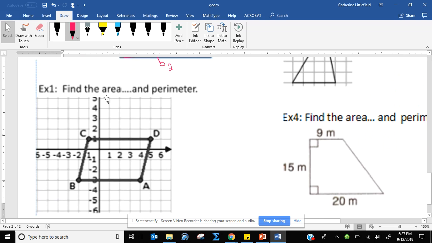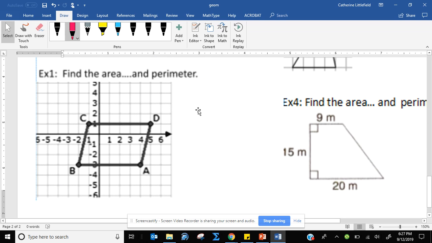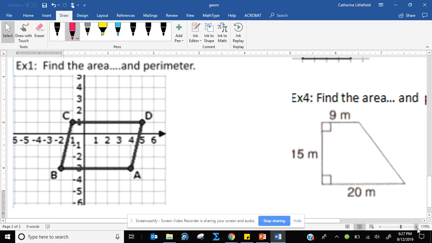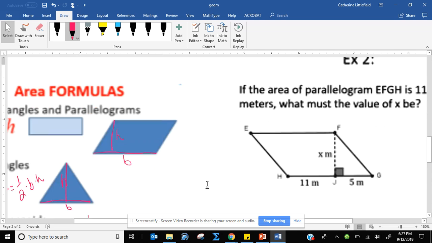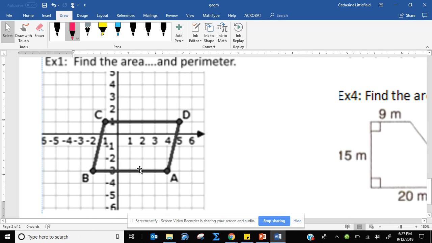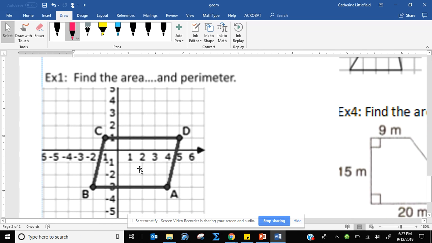So example number 1, it says find the area and the perimeter. So I'm going to zoom in a little more. Oh, sorry. I'll scroll over and down and stuff. Okay, so we have a parallelogram shape, and we know that this distance, if I count it out, is 1, 2, 3, 4, 5, 6. So it's a distance of 6, which means the opposite side is also going to be a distance of 6.